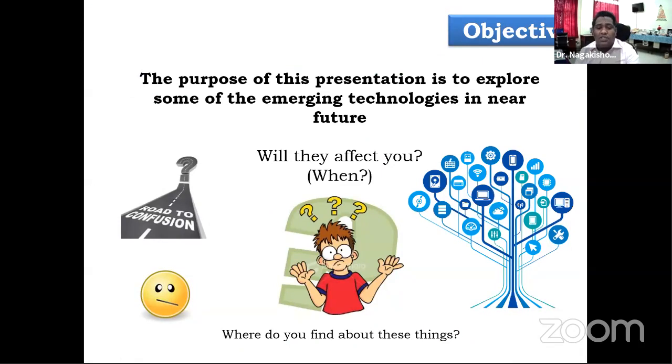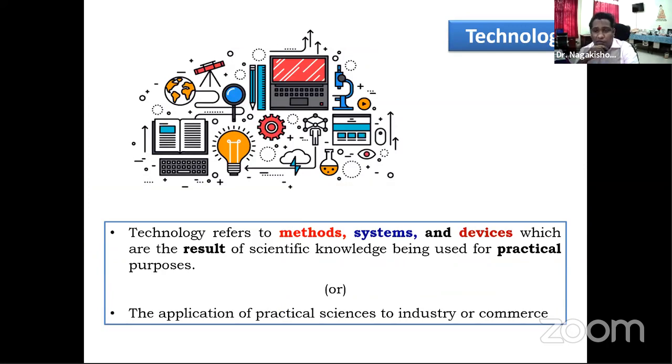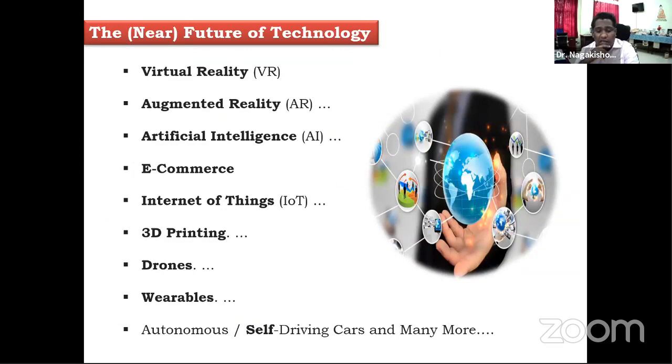Coming to the objective of today's presentation, it is to explore some of the emerging technologies in the near future. Future technologies, ideas that change our world, will facilitate humankind in the new normal. Coming to the definition of technology, it is nothing but the application of practical science to industry or commerce. This is a simple and short definition of technology. The next generation technologies which I would like to discuss in this presentation are virtual reality, augmented reality, artificial intelligence, e-commerce, internet of things, 3D printing, drones, wearables, autonomous self-driving cars, and many more.